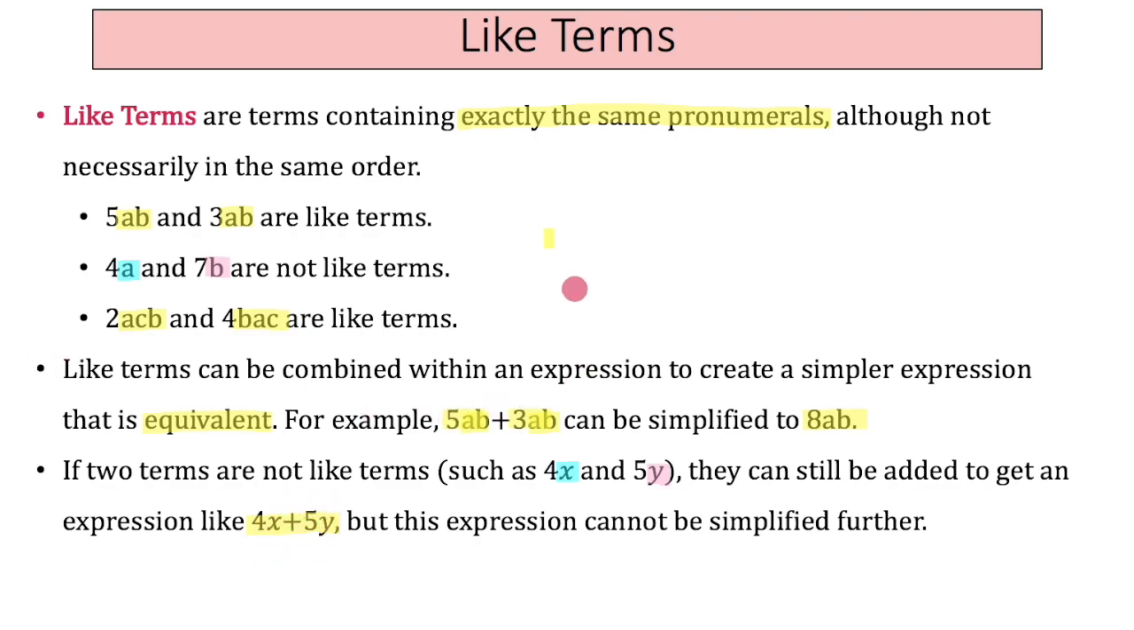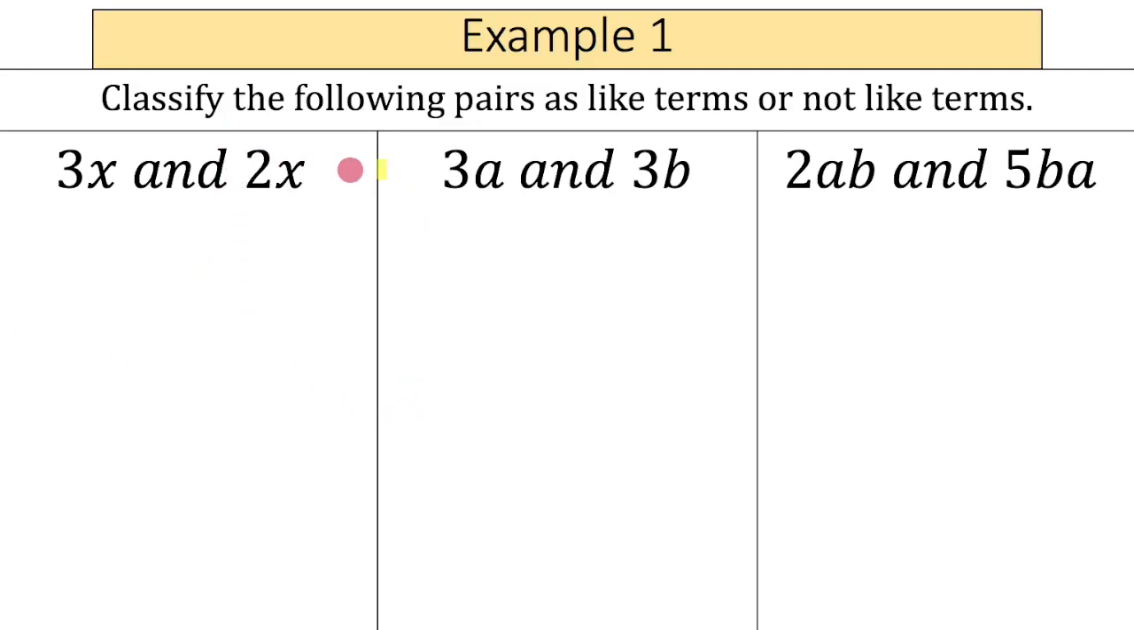Now, I want to make sure that everyone remembers this definition. Like terms are terms containing exactly the same pronumerals, although not necessarily in the same order. Now, keeping that in our mind, let's go through an example. Classify the following pairs as like terms or not like terms. Here's our first example, 3x and 2x. Because they have exactly the same pronumeral, they are like terms. So I can get my pen and say, yes, they are like terms.